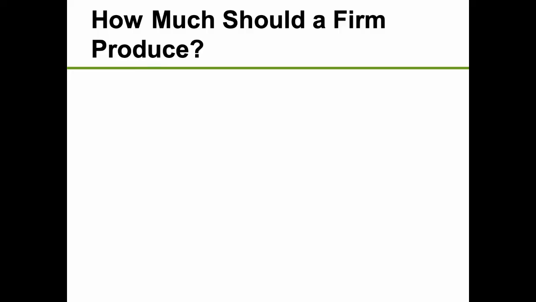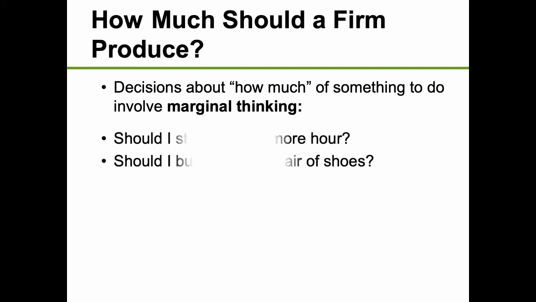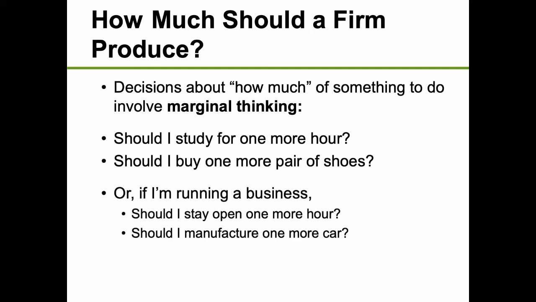So how much should a firm produce? Well, recall, decisions about how much of something to do involve marginal thinking. We talked about this in a couple of different ways. Should I study for one more hour? Should I buy one more pair of shoes? Those are things you're doing at the margin. You're doing one more of something.